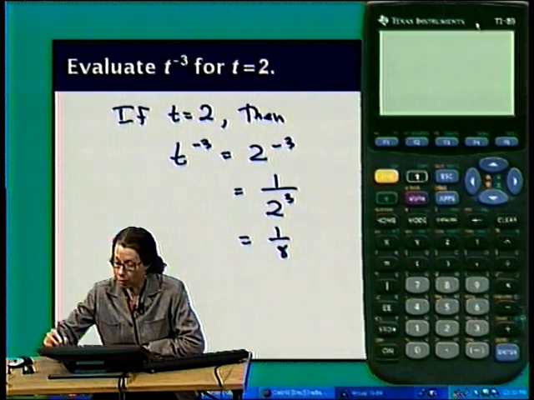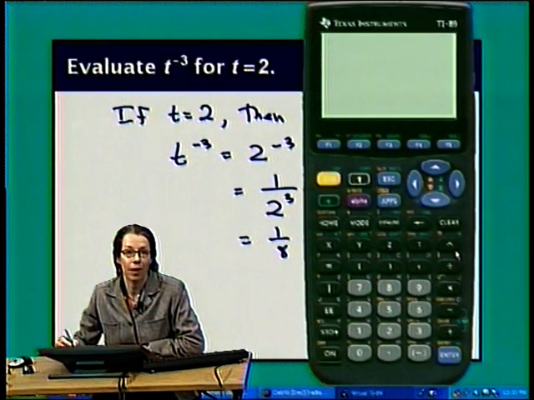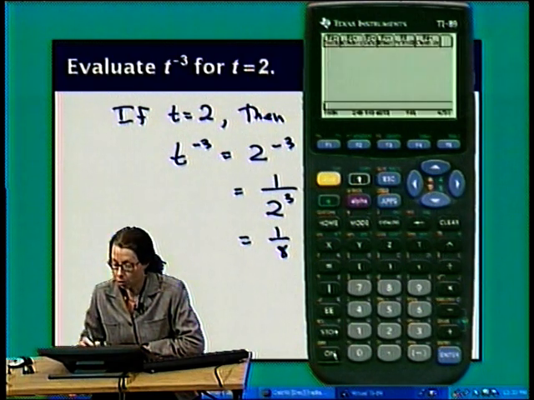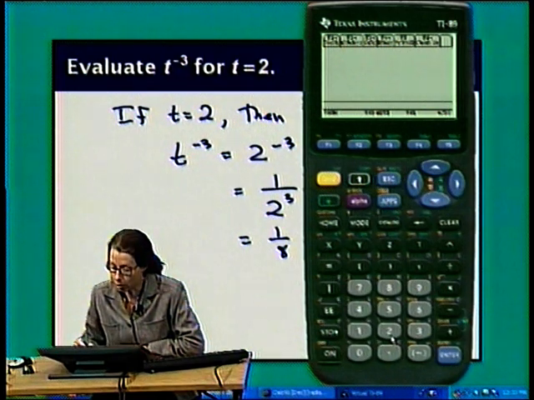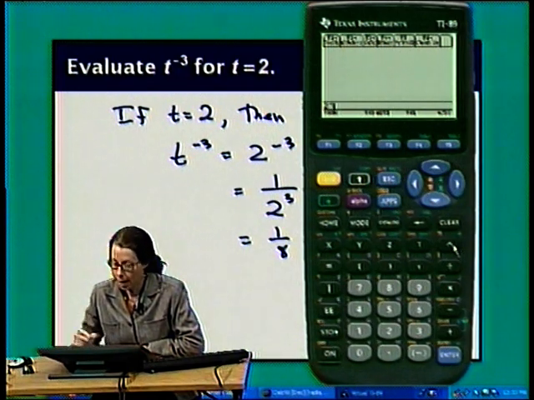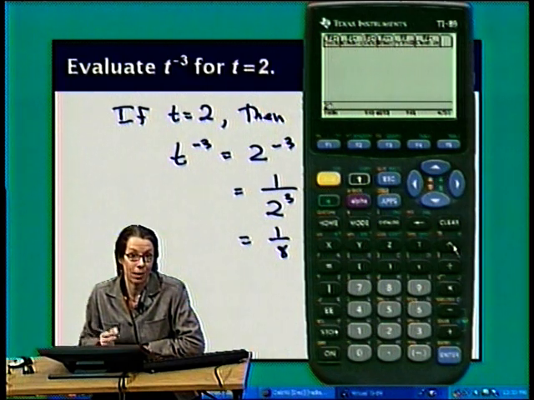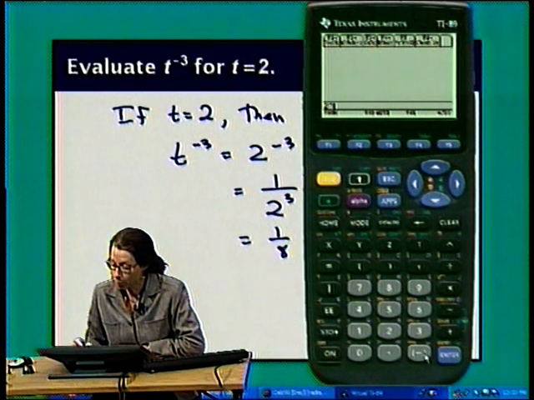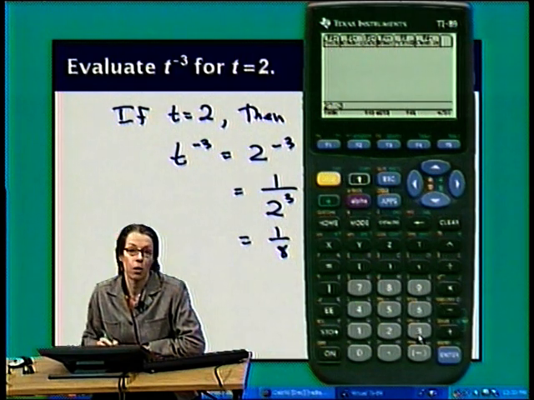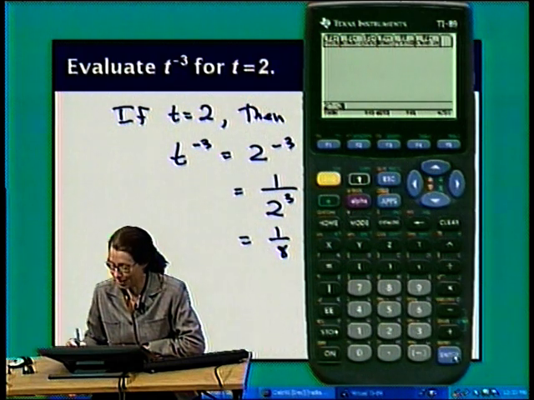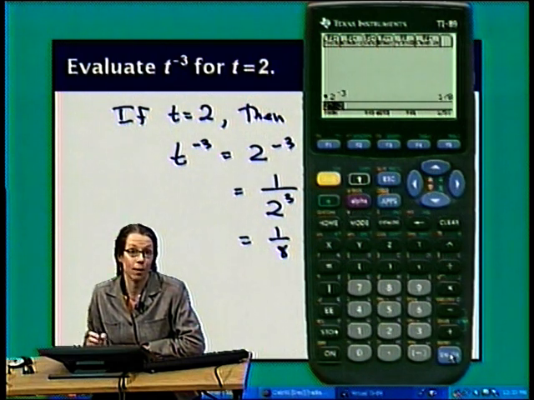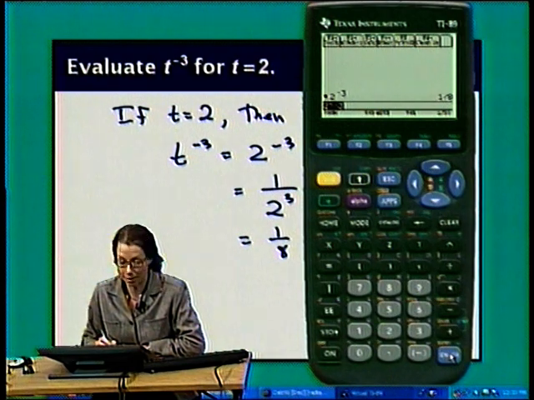On the graphing calculator, I have what's called a caret key for evaluating powers. So the way I'm going to evaluate 2 to the negative 3 on this calculator is I enter my base, and I enter my caret key to indicate that I'm raising the 2 to a power, and then I put in negative 3. So on this calculator, I put in the minus sign before I put in the 3. And that's 1/8. My calculator gave me a fraction in this case.